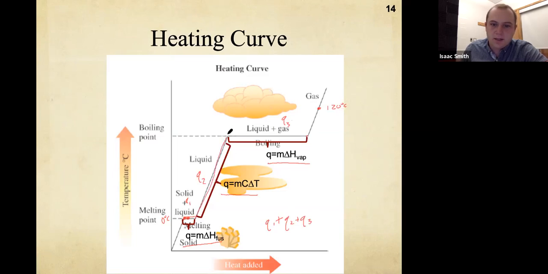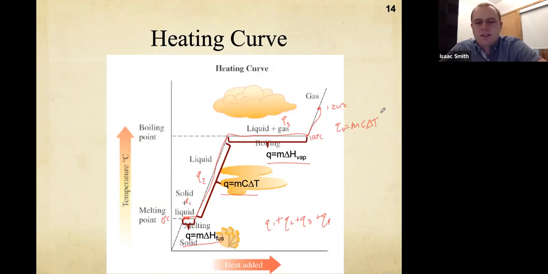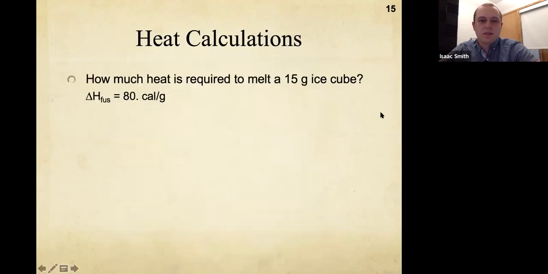So we go across horizontal. And then finally, this is at 100 degrees Celsius, so we have Q4, which takes us from 100 degrees up to 120 degrees Celsius in the gas phase. Since Q4 is on a diagonal, that's going to be the m c delta T equation, okay? You may not have a lot of problems that require four heat calculations added together, but you can see that 5 is the total possible that you would need to do. But let's look at some practice problems.